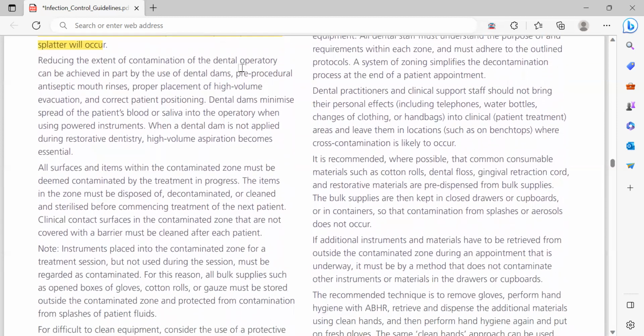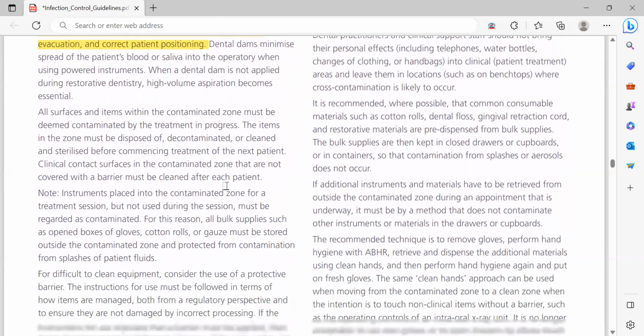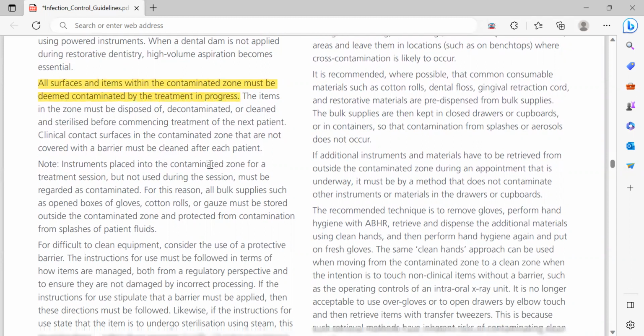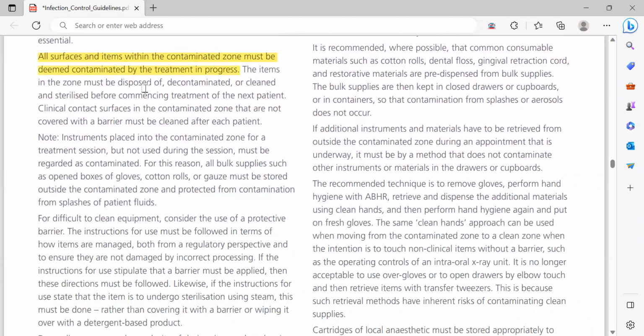Reducing the extent of contamination can be achieved by the use of dental dams, pre-procedural mouth rinses, proper placement of high volume suctions, and correct patient positioning. All surfaces and items within the contaminated zone must be deemed contaminated by the treatment in progress. So you should only dispense the minimum amount of the material required, because whatever comes into the contaminated zone, the whole material would become contaminated, and you cannot use the same material on any other patient.